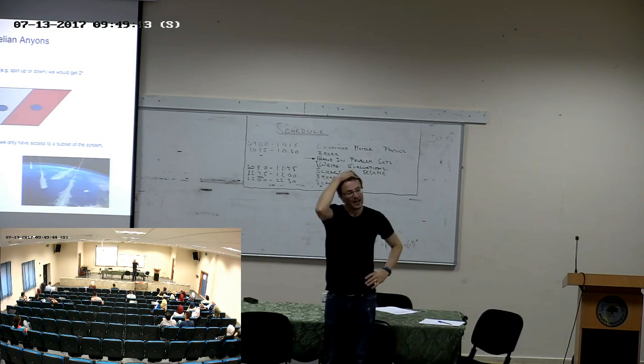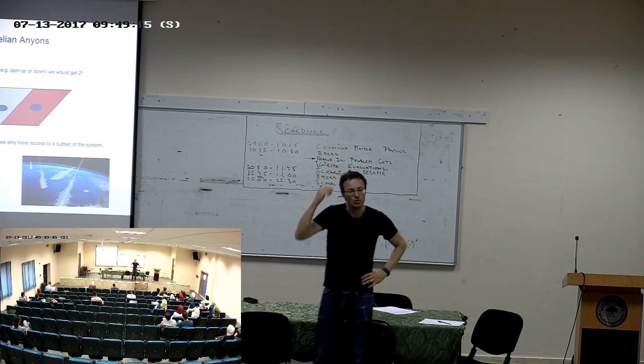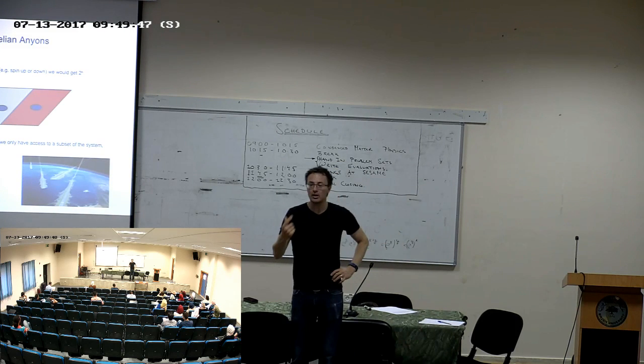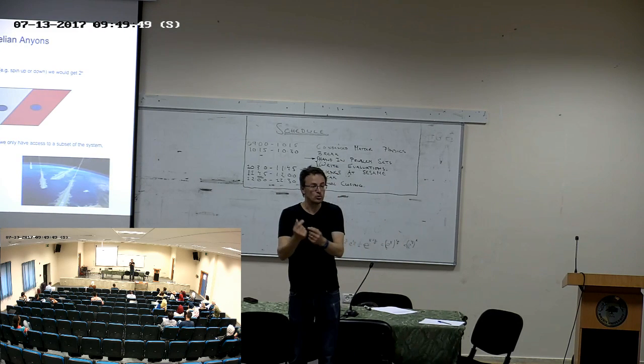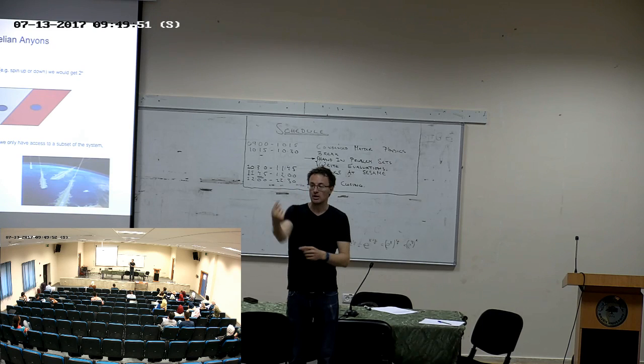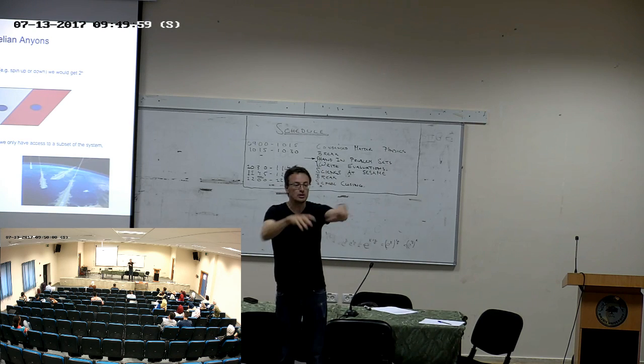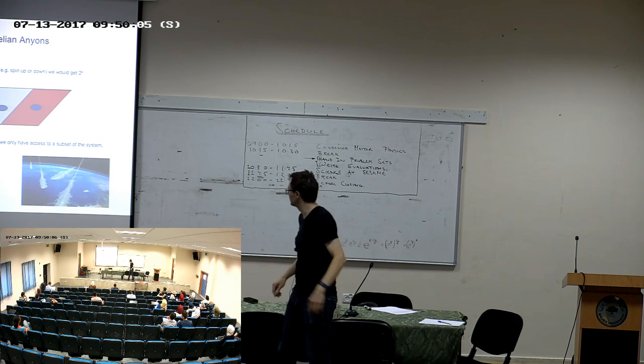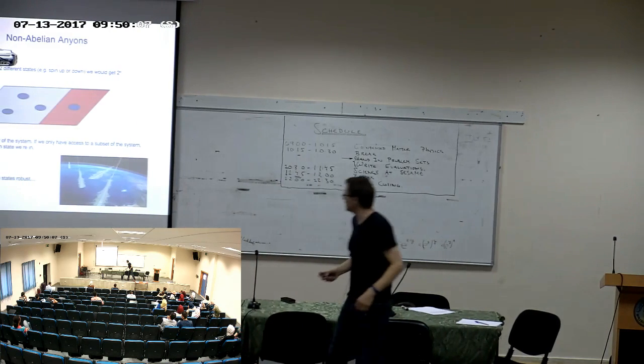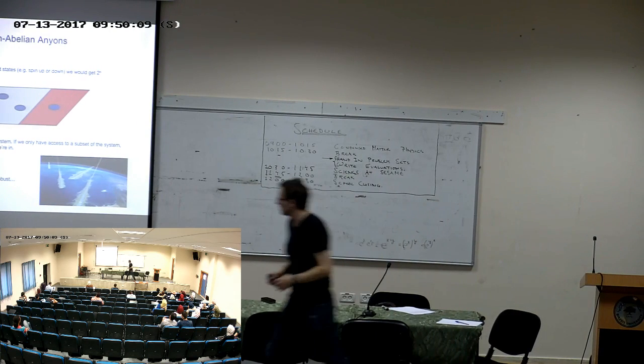Here, however, it's 2 to the n over 2. So how can you get 2 to the n over 2? Well, you can very quickly convince yourself that you can't get 2 to the n over 2 by each particle having its own individual property, like spin up or spin down. The only way to get 2 to the n over 2 is if somehow these particles are talking to each other and sharing that property between themselves.